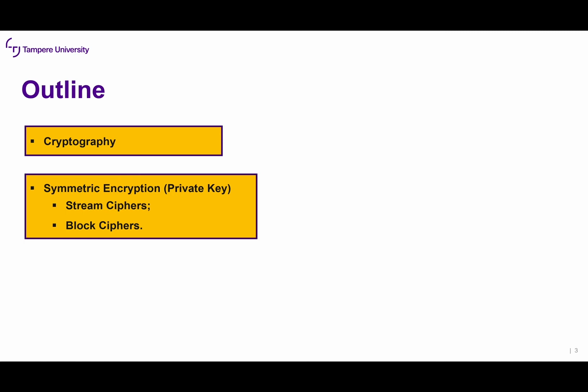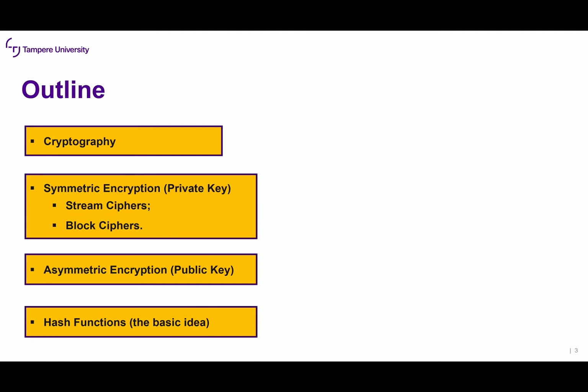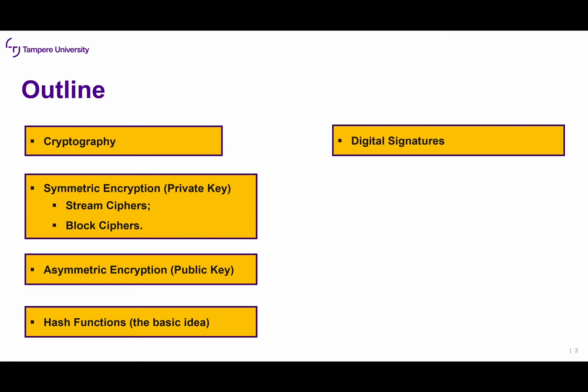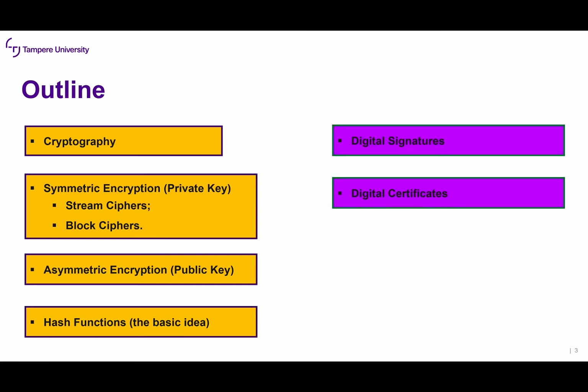To this end, we are going to describe the difference between stream ciphers and block ciphers and briefly describe how they work. Then we will move on to describe what is asymmetric encryption, which is also known as public key encryption, and also highlight the differences between symmetric and asymmetric encryption schemes. Then we will briefly explain what is a cryptographic hash function, and how we can use it to protect the integrity of our messages. And then we have digital signatures and digital certificates, but these two will be explained in lecture number 3.